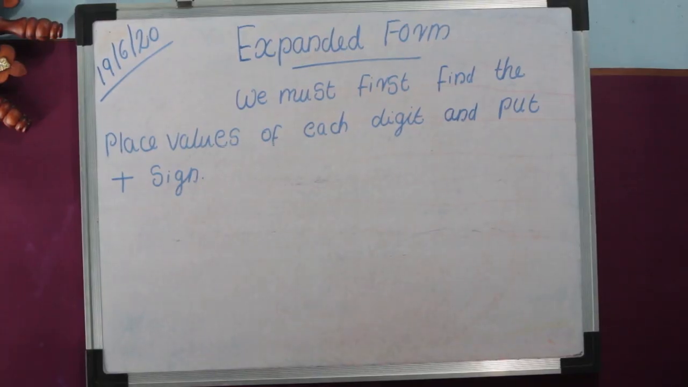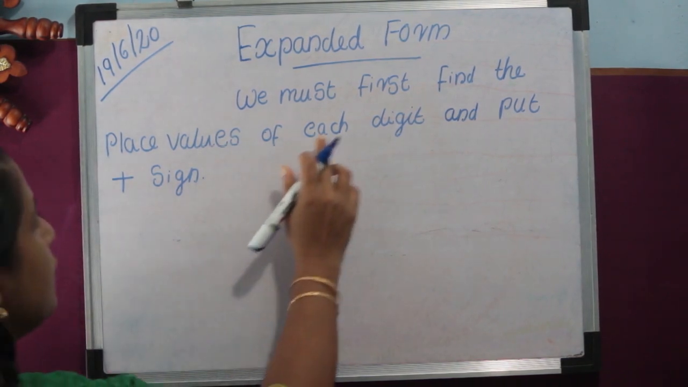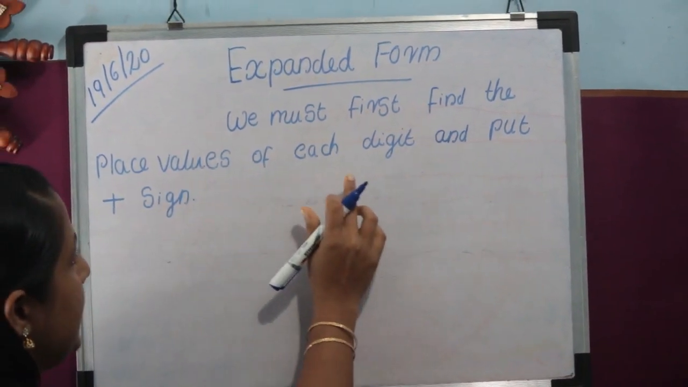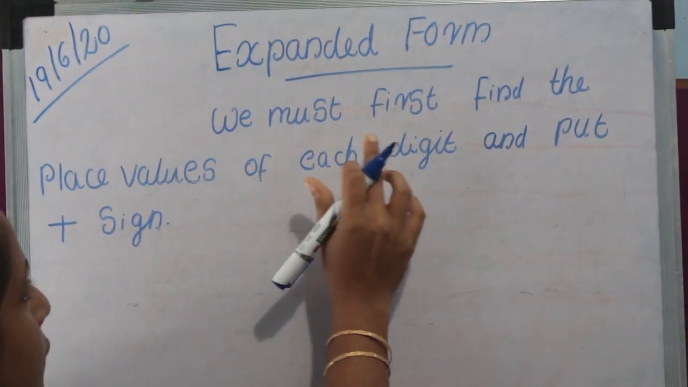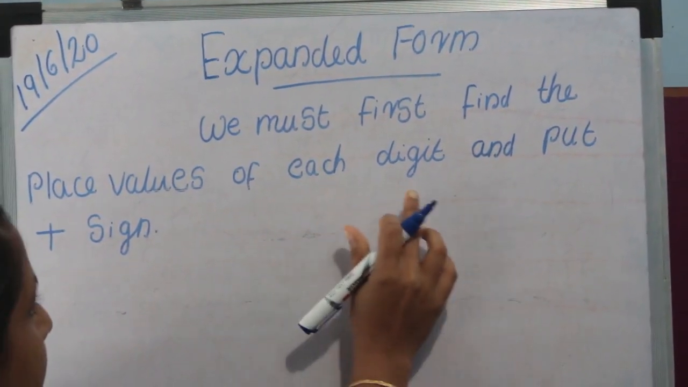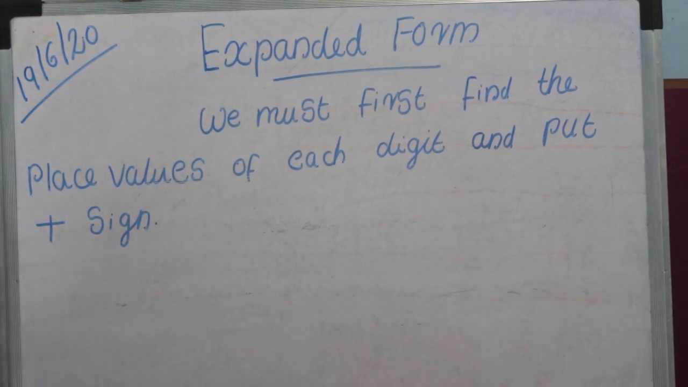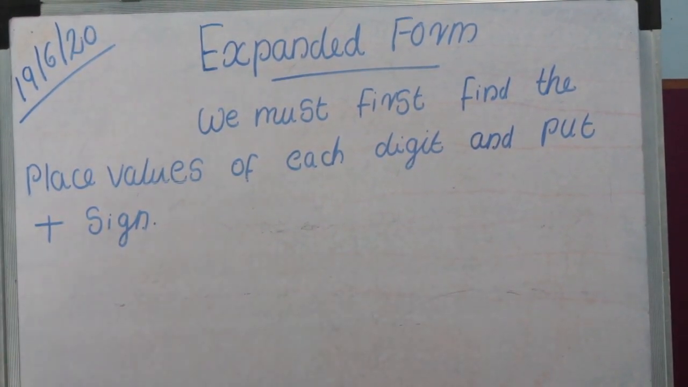Hi students, today our new topic is expanded form of numbers. What is expanded form? Expanded form means we must first find the place values of each digit and put a plus sign. Once more, we must first find the place values of each digit and put a plus sign. I will explain this with the help of some examples.